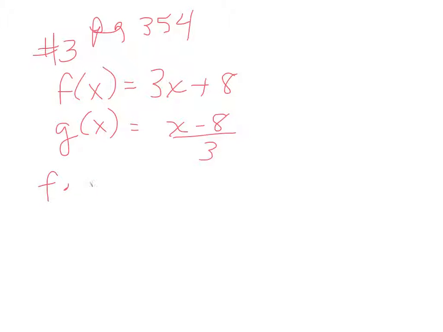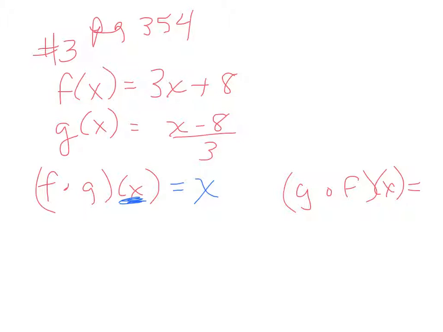So you're doing f of g of x. Your goal is whatever you put in, you want to get back out. So you wanted to get x at the end of that. And then when you did g of f of x, you also wanted to get x back out.